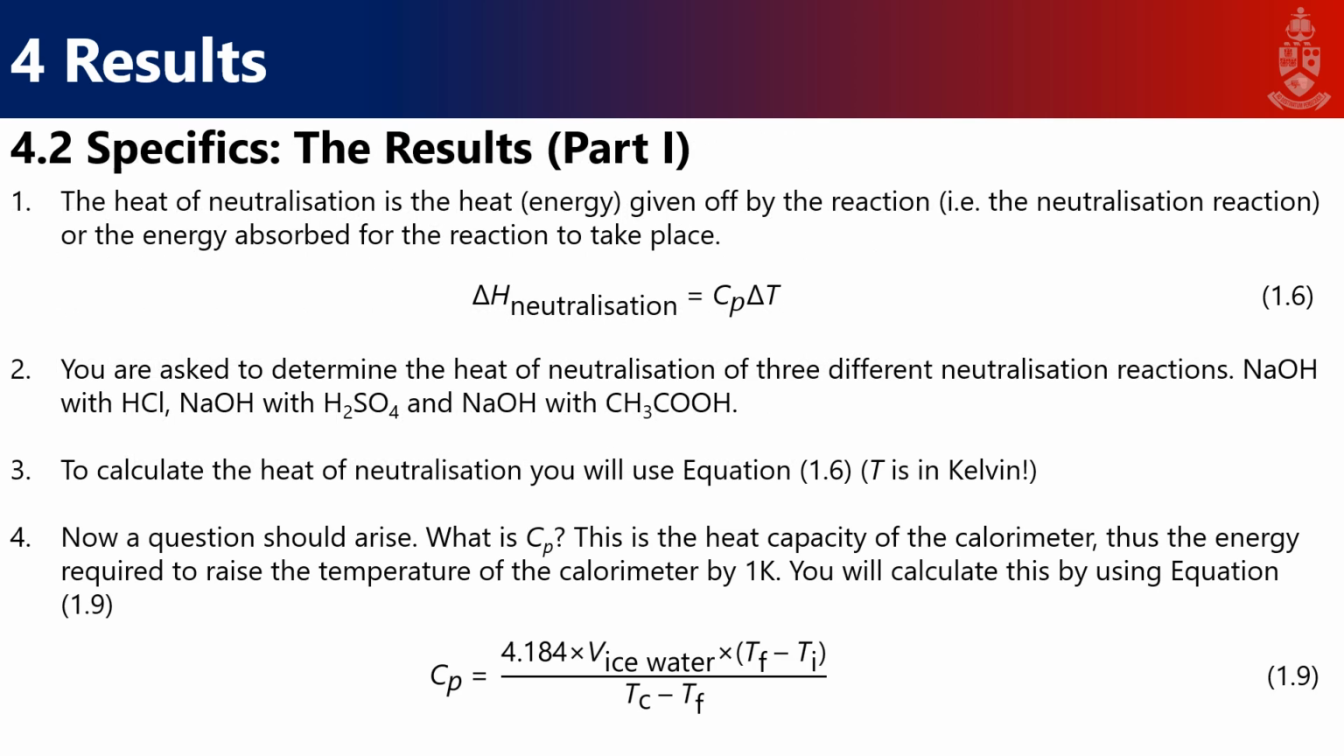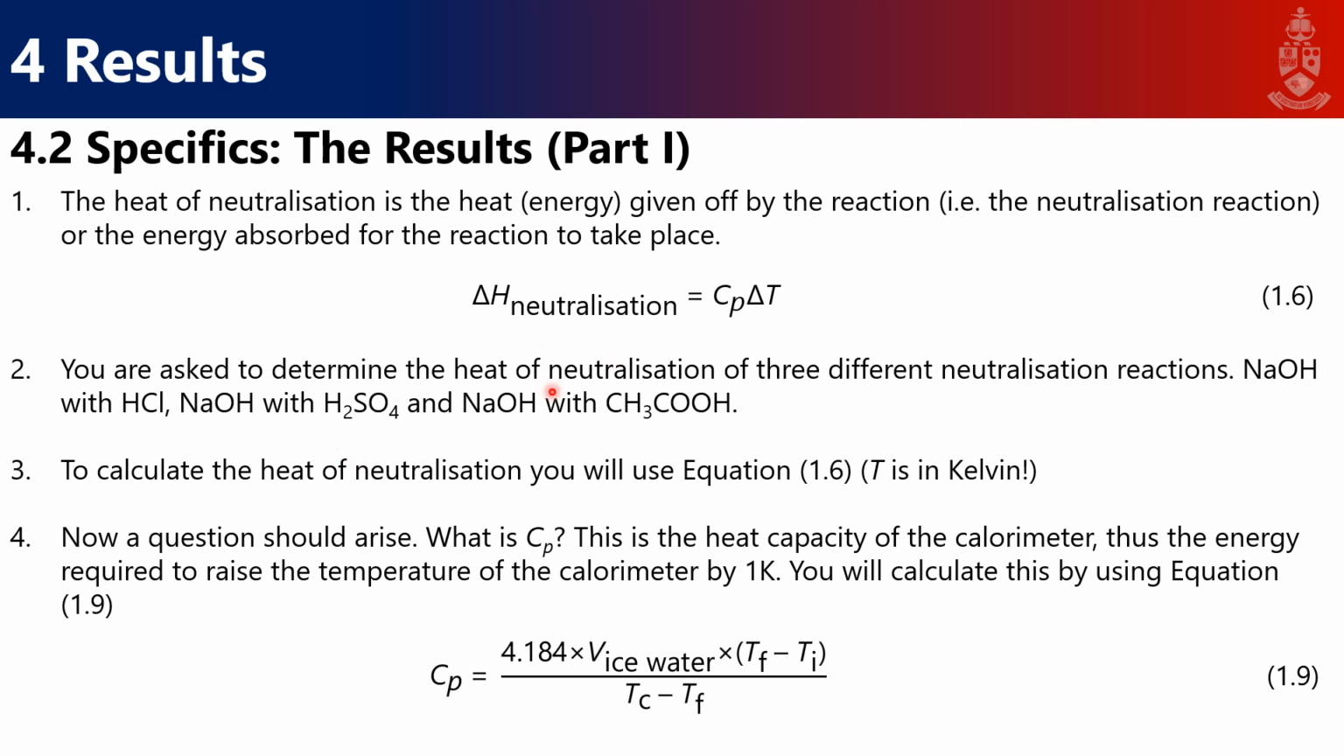So the specifics regarding your results section. Let's start with part 1. Remember, we looked at the heat of neutralization of 3 acid-base reactions. As a general concept, the heat of neutralization will be equal to the heat capacity of the calorimeter at constant pressure times the temperature difference that you measured. So we want Cp and we want delta T to calculate Hn.